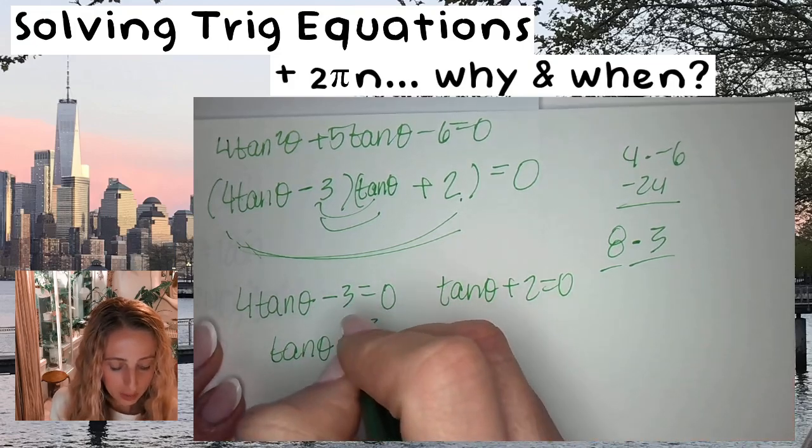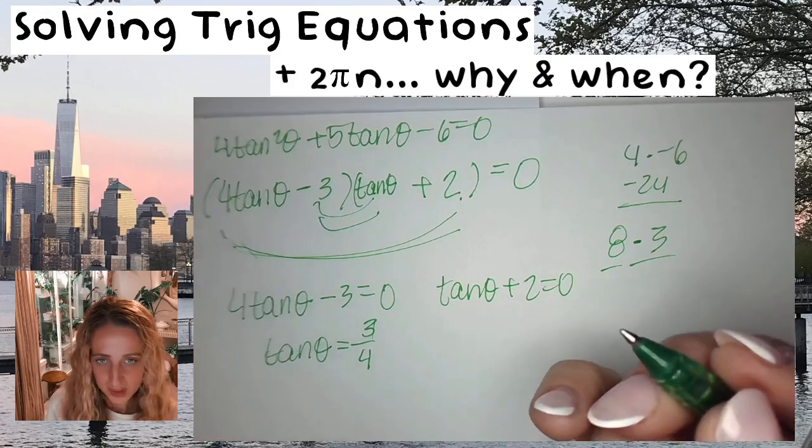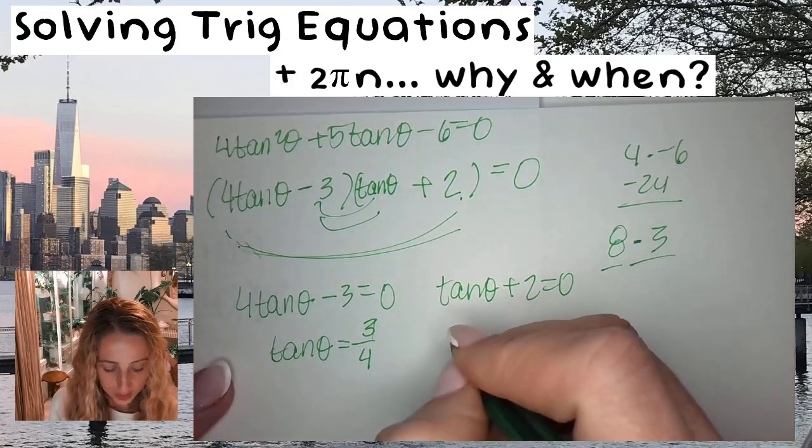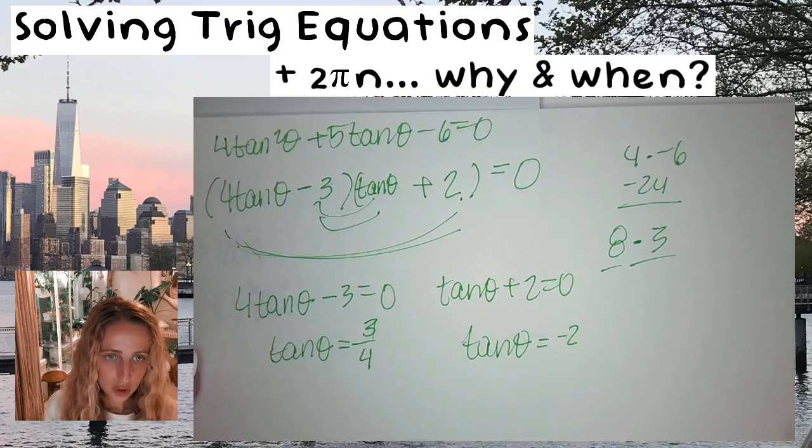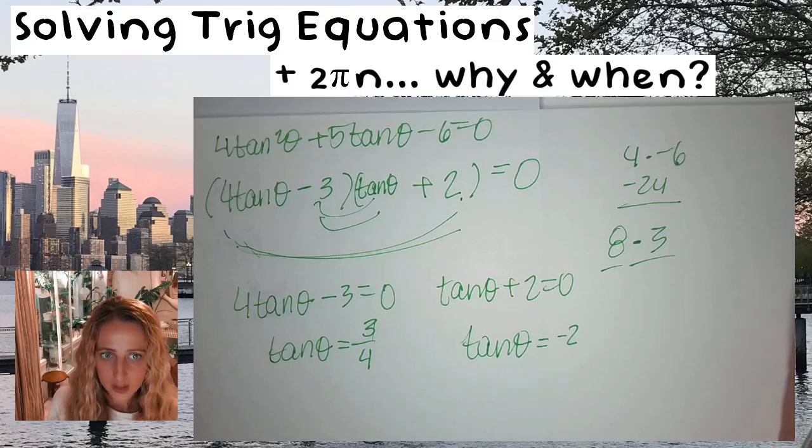I'm going to add 3 and divide by 4, that's 3/4. So there's my opposite and adjacent. Again, it doesn't matter which one's on top. And then here, subtract the 2, so tan theta equals -2, which is essentially -2 over 1. Again, that's my opposite over adjacent.